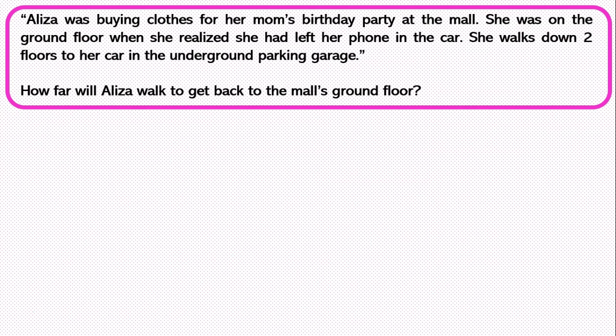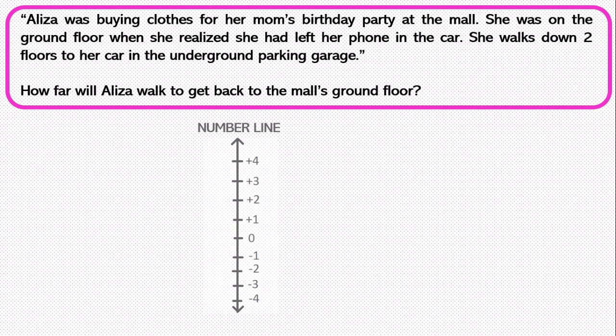So the first thing we see here, guys, is that this problem is better understood when we take a look at the number line. So Eliza starts on the ground floor, right? So Eliza starts here. But since she forgot her phone, she goes back not 1, but 2 floors. And now she is here in the car.